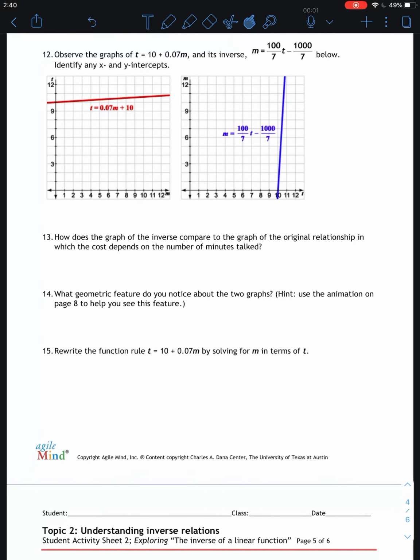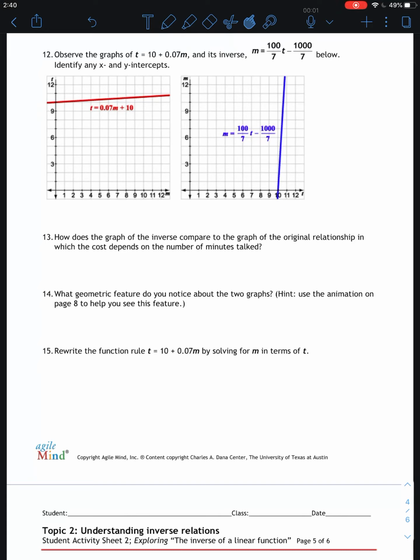All right, so we're continuing on with the student activity sheet number 2. We didn't get to 12, 13, and 14 in class today, so I did want to spend a little bit of time on that. We will touch base with it on Monday, but for those of you that are wanting to complete the worksheet this weekend, I thought this would be helpful.